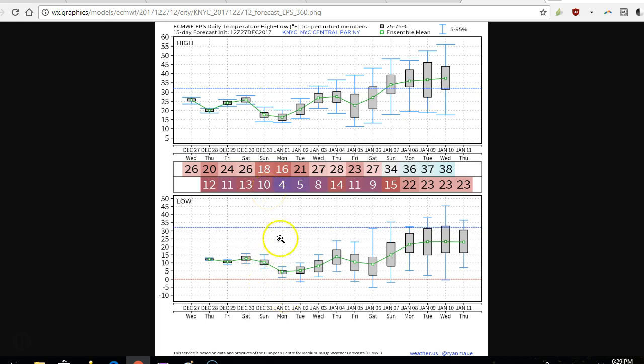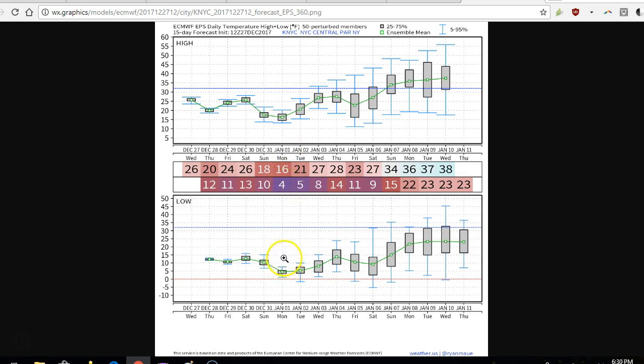And the spread, this is a box and whisker plot. So the gray box is 25 to 75% confidence interval. So like the first quartile, the third quartile, if you're a math nerd like me. And then the blue bars are 5 to 95%. So it's not a true box and whisker. It doesn't include all the plots, but it includes most of the ensemble data. And then we see that on New Year's Day, the mean is a high of 16 and a low of 4 in the city.